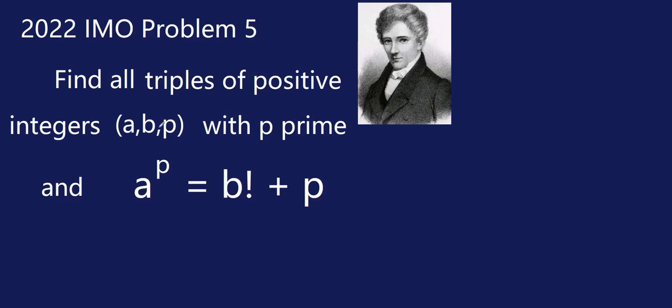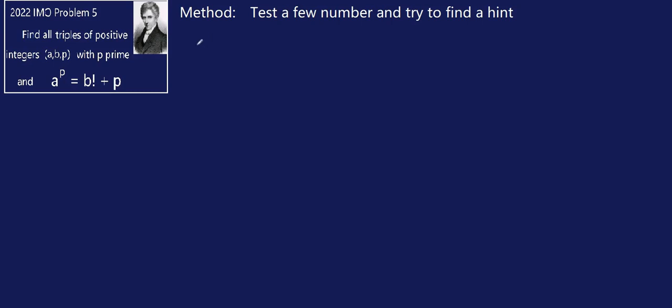IMO problem. Find all triples of positive integers a, b, p with p prime such that a to the power p equals b factorial plus p. For the method, we can test a few numbers and try to find something.